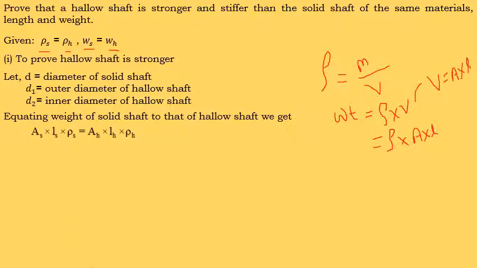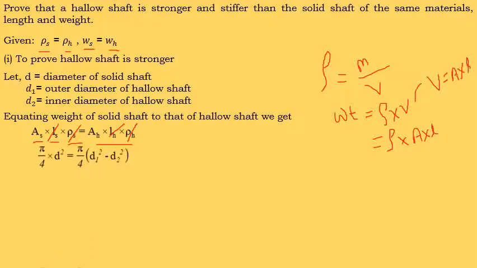So in case of the solid shaft, AS represents the area of the solid shaft, LS represents the length of the solid shaft, and delta S is the density of the solid shaft. Similarly for the hollow shaft. We have to equate both the solid shaft and the hollow shaft. In this case, length gets cancelled and density gets cancelled because it is made up of the same material, and length is the same, weight is the same.